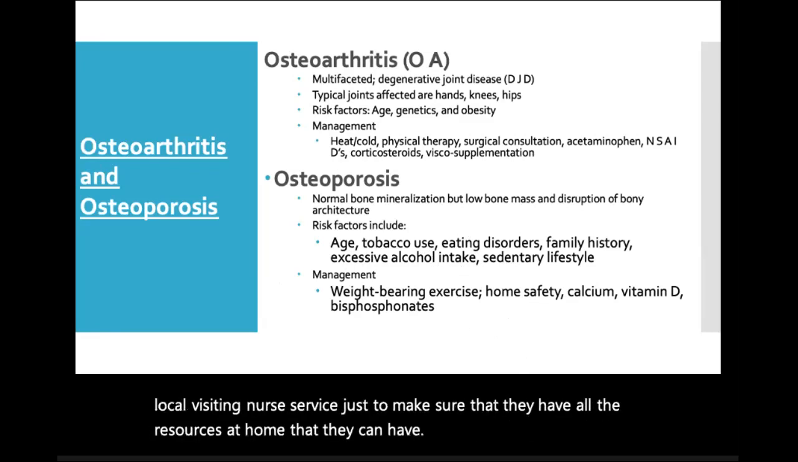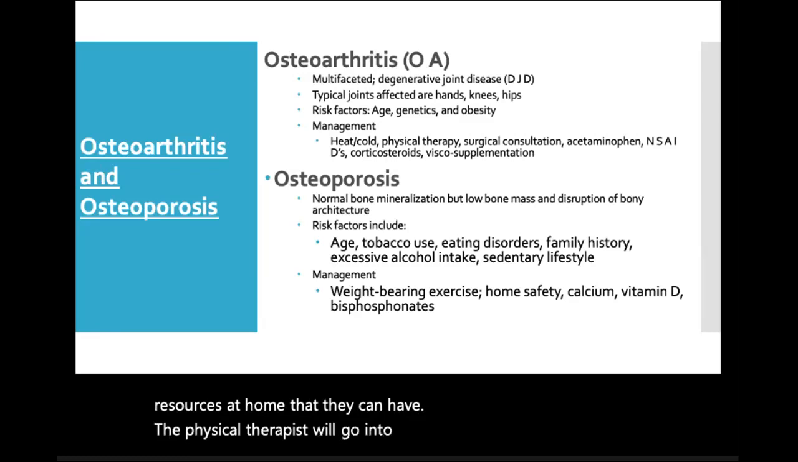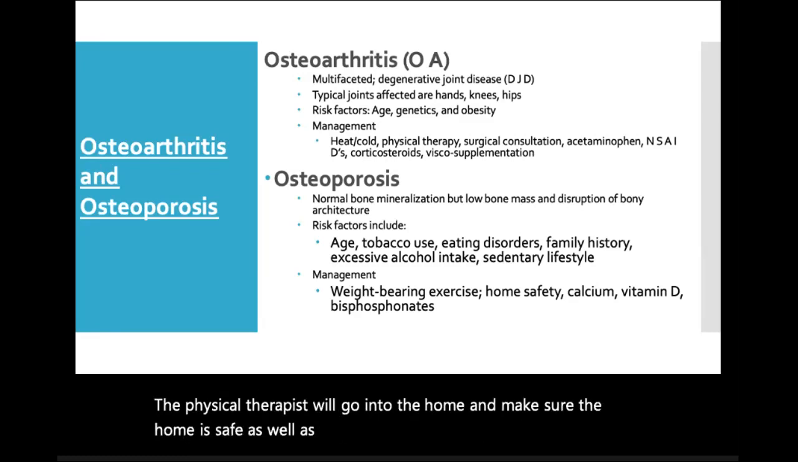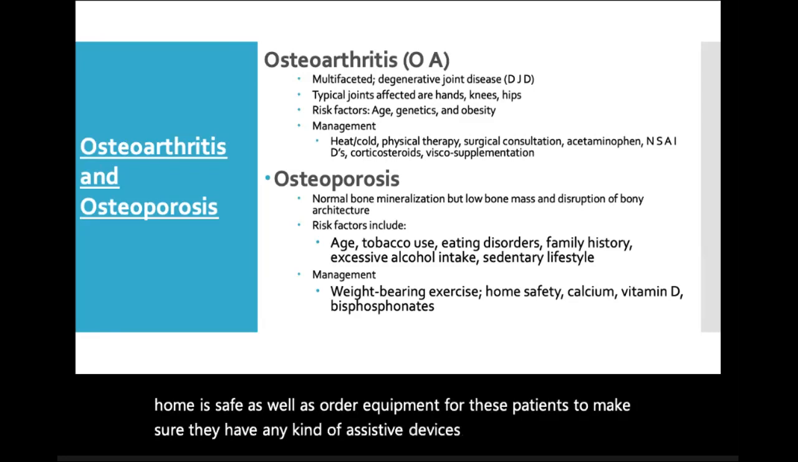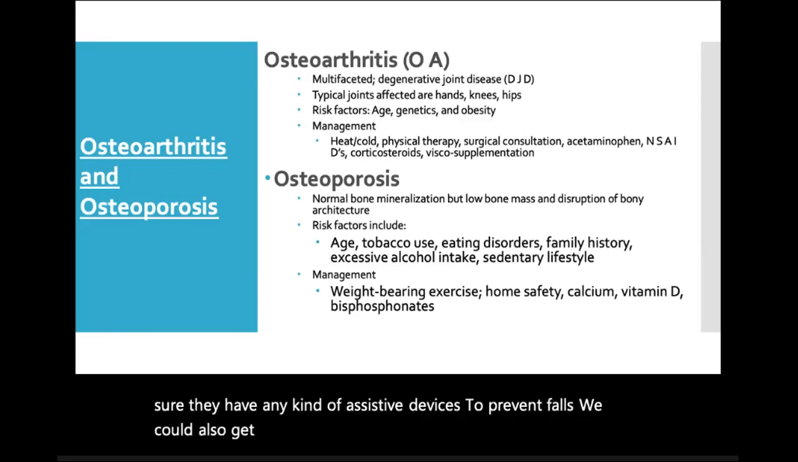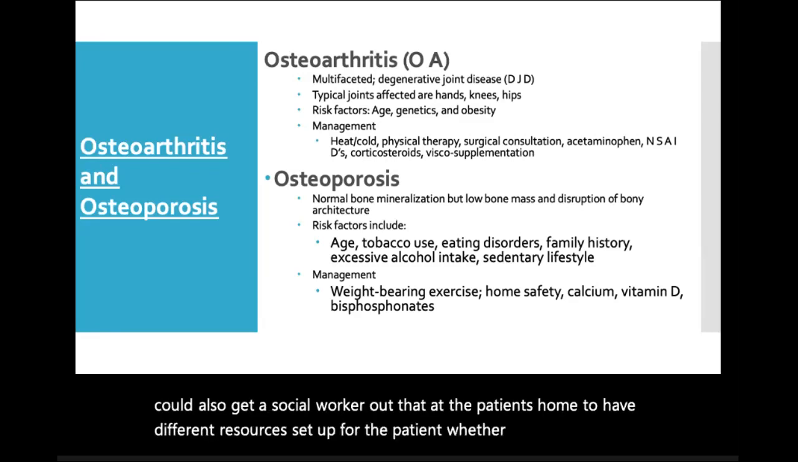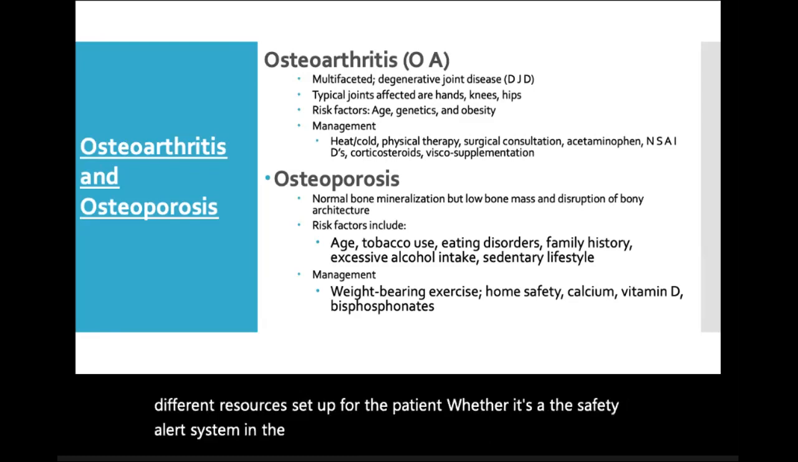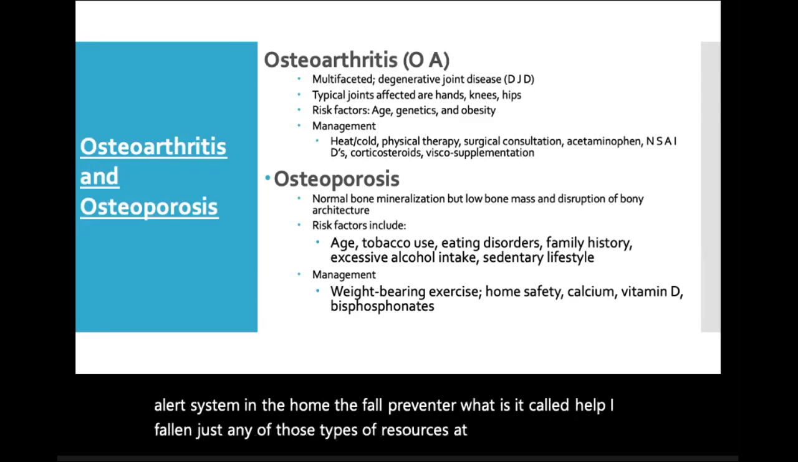The physical therapist will go into the home and make sure the home is safe, as well as order equipment for these patients to make sure they have any kind of assistive devices to prevent falls. We could also get a social worker at the patient's home to have different resources set up for the patient, whether it's the safety alert system in the home, the fall preventer, what is it called? Help I've Fallen. Just any of those types of resources at home just to prevent those falls.